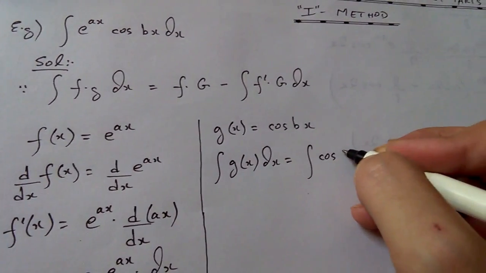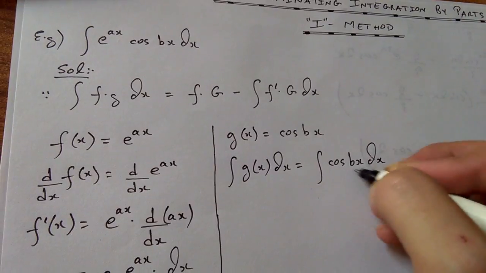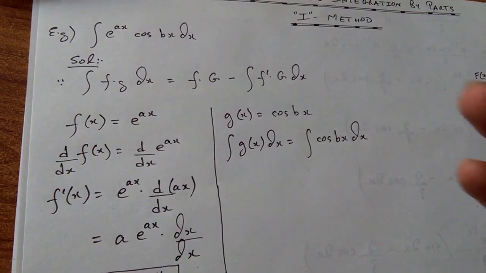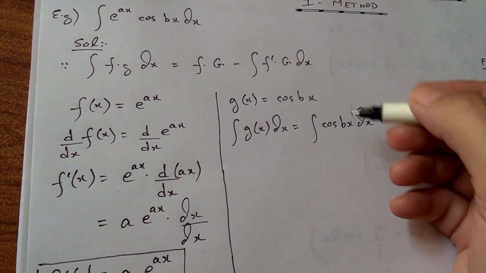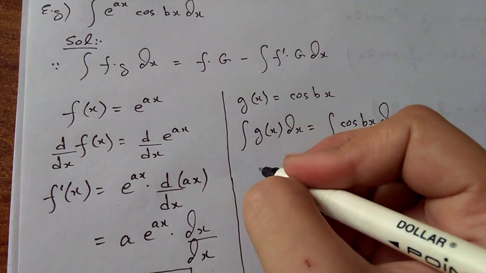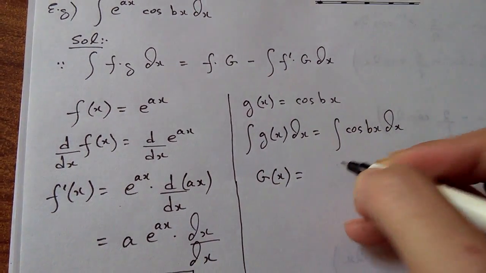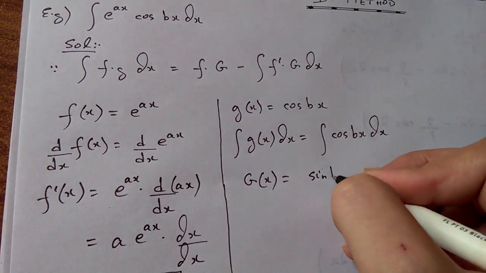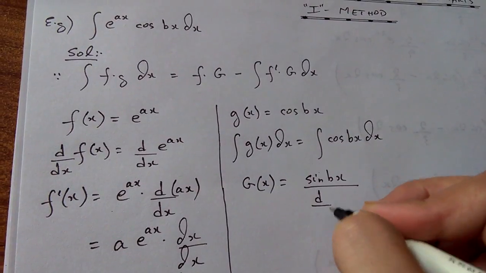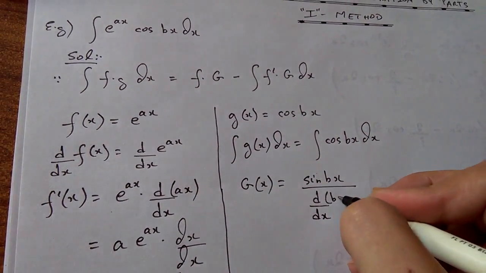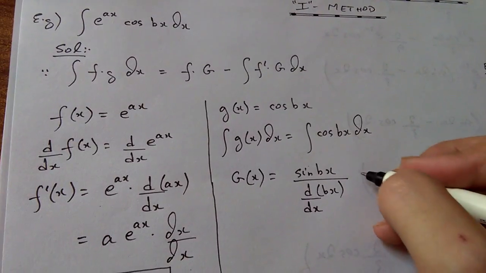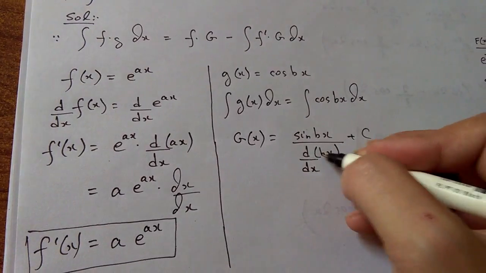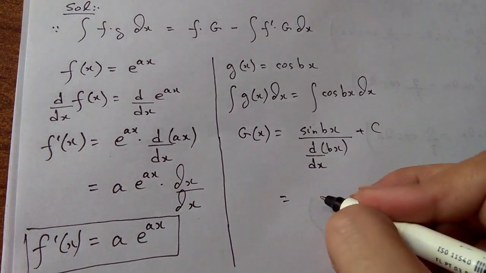Now you can perform this integral with the help of substitution by substituting bx equals u and so on, but it's going to further elongate the process of your solution. So just apply the integral directly, and you're going to write that the cosine integral is sine of bx. In the denominator you are going to take the derivative of your angle, plus some constant. The derivative of bx is b.